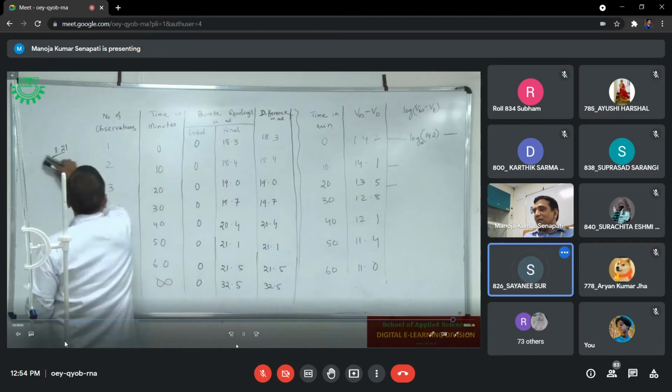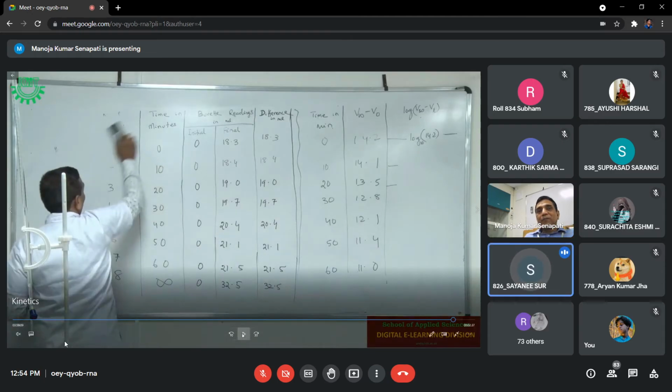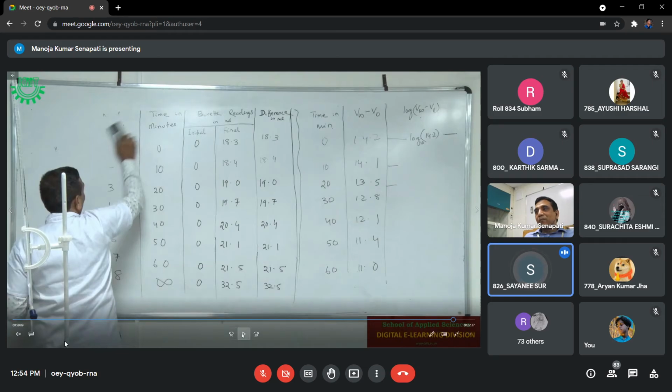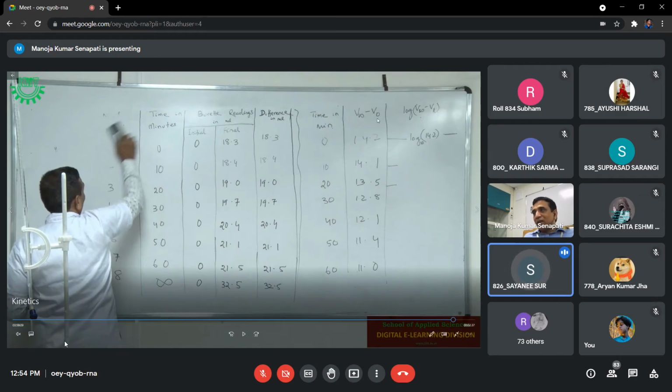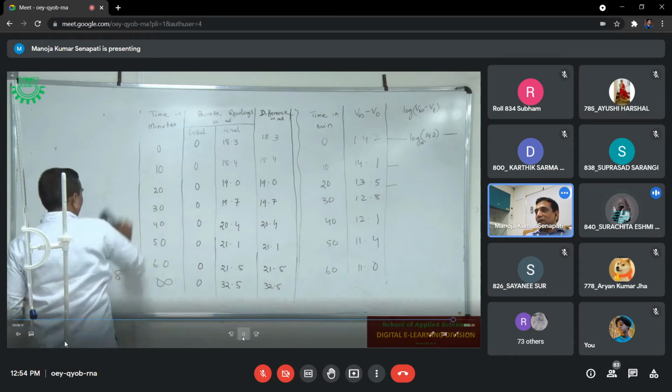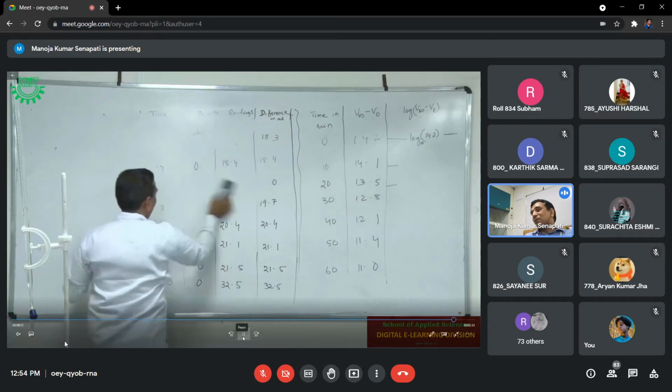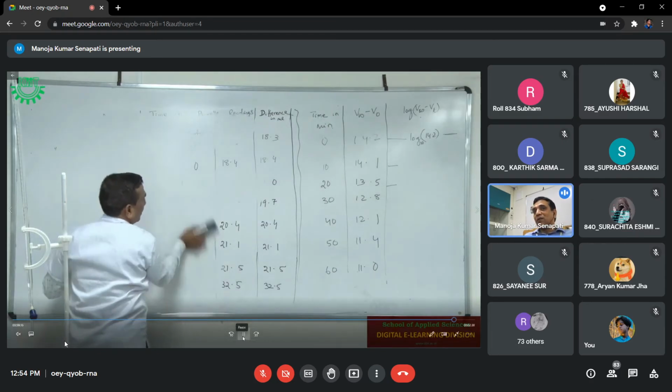Excuse me, sir. Yes. So in the second column, you wrote V infinite minus V0. In the lab manual, it is written. I have already told, it is V infinite minus Vt. Okay, sir. And in the third one, log V infinite minus Vt. That means what will be the log value of 14.2? Write it here. What will be the log value of 14.1? Write it here. After that, you have to plot a graph. Sir, up to 3 decimal places? Yes, you have to write the log value up to 3 decimal places.